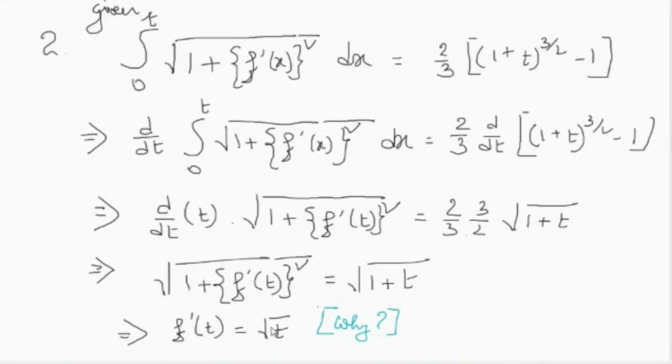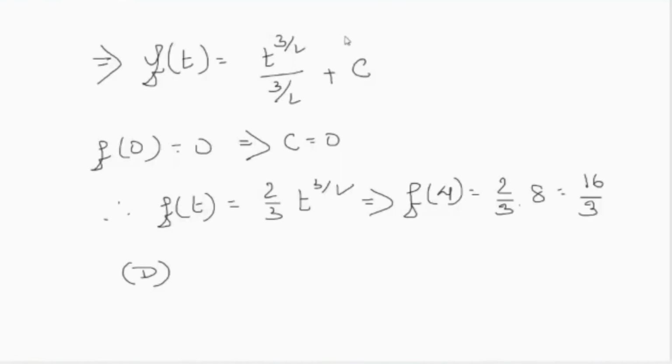I've written on the next step, and I've also attached a little question why. This is an example, like even if some information is given in the question which doesn't seem very relevant, that might end up being very useful at one step or the other. So f dash t for us is equal to root t.